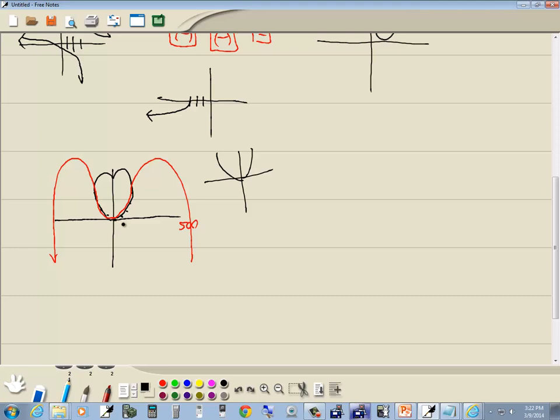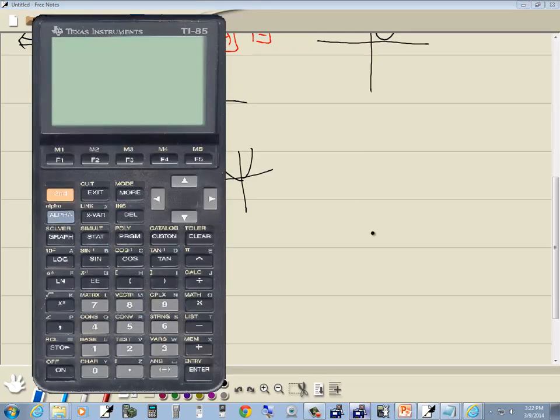Graphing calculator is a big step forward. It doesn't give us perfection, because I could graph this, and my standard viewing window might look like this, and so it might look like the parabola. I wouldn't know that it came back down over here to x equals 500. Now later on, unless I took calculus, later on we'll see the leading coefficient test, which might help give us a better picture of what's going on, but it's still not perfect. But again, it's not bad compared to doing it by hand. Now that was basic graphing on a TI-85 calculator.